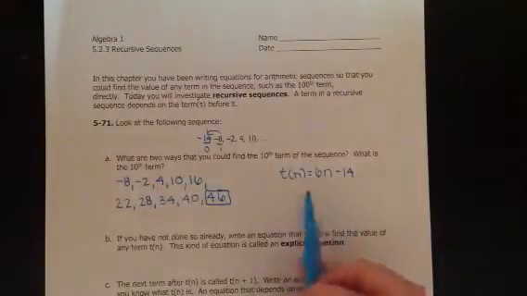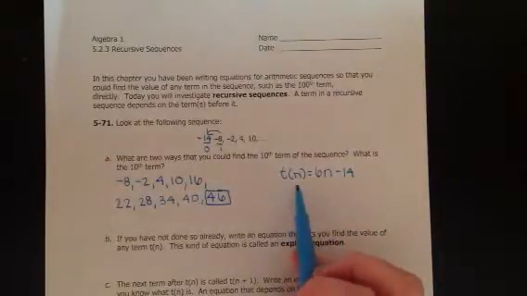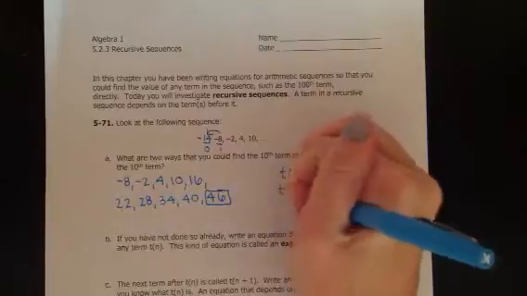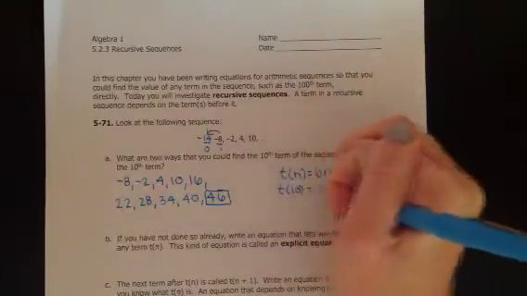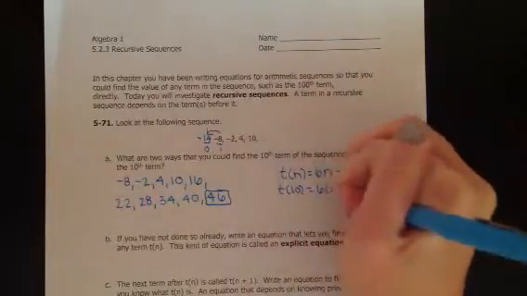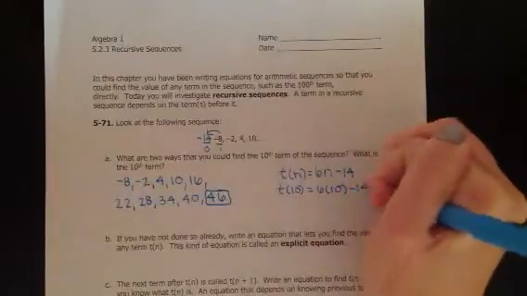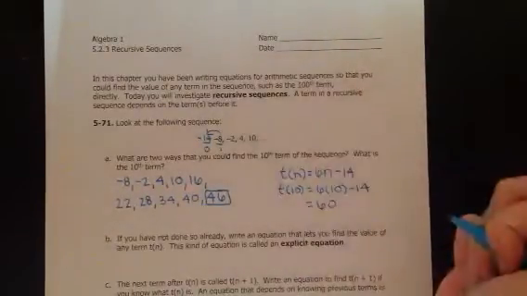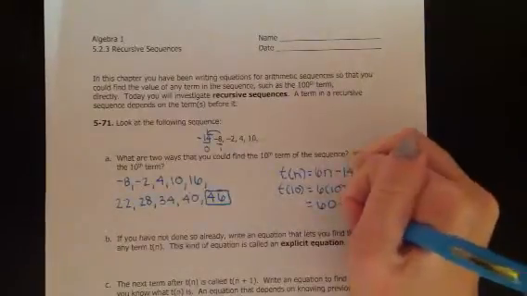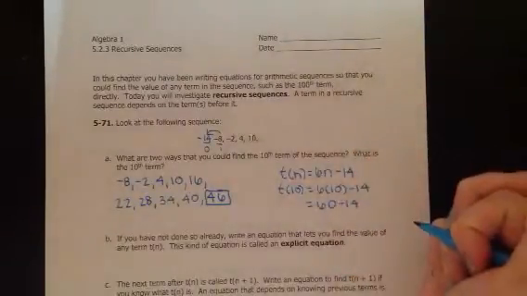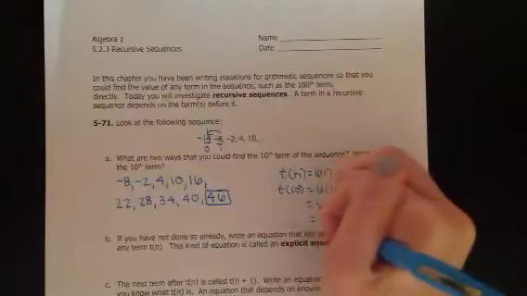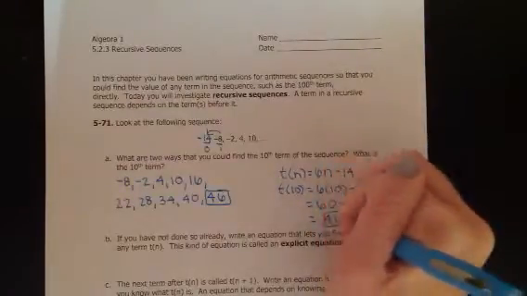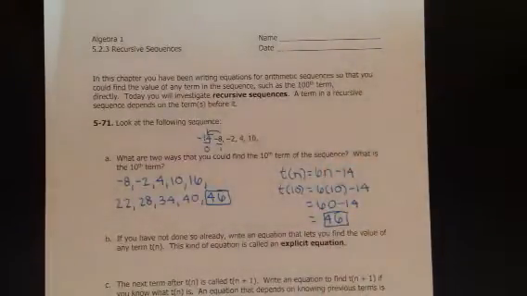Okay, now that we have our equation, we can plug in 10 for n. So we're looking for our 10th term. That's why we're plugging in 10 wherever we see an n. So we would get 10 times 6 is 60, minus 14. And 60 minus 14 would be 46. So either way we did it, we got 46 as our 10th term.